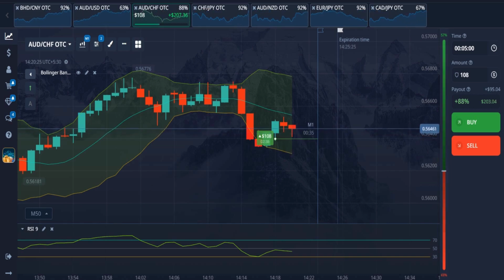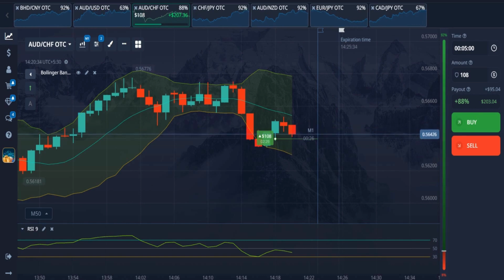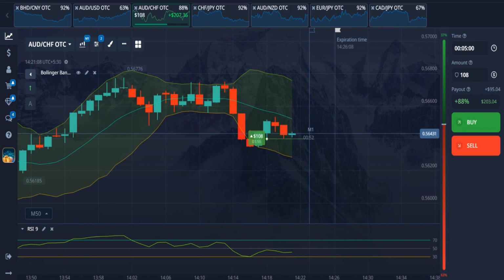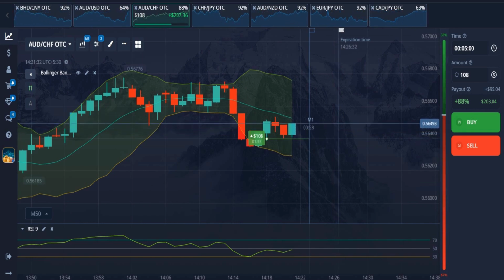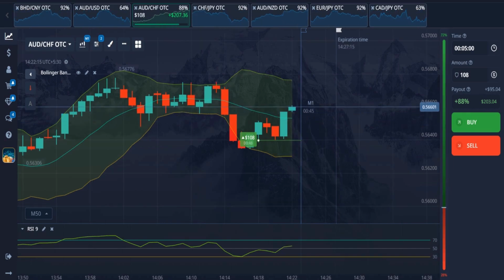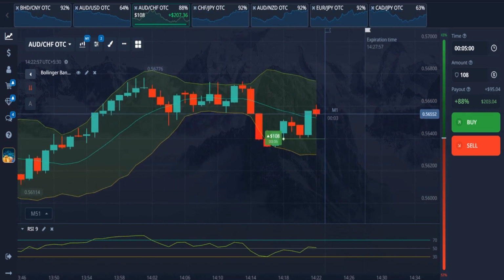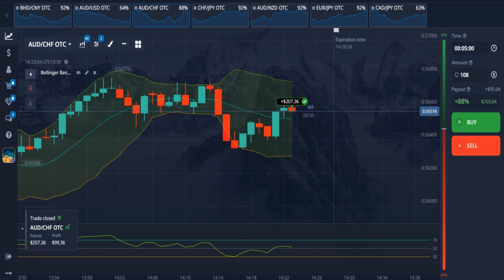Remember, every trade is a learning opportunity, so pay attention to how the price behaves here. Also, make sure to watch this video till the end, because I'll be sharing the exact settings for both the RSI and Bollinger Bands indicators to make this strategy as effective as possible. You don't want to miss it. Great news, traders! We've won this trade.